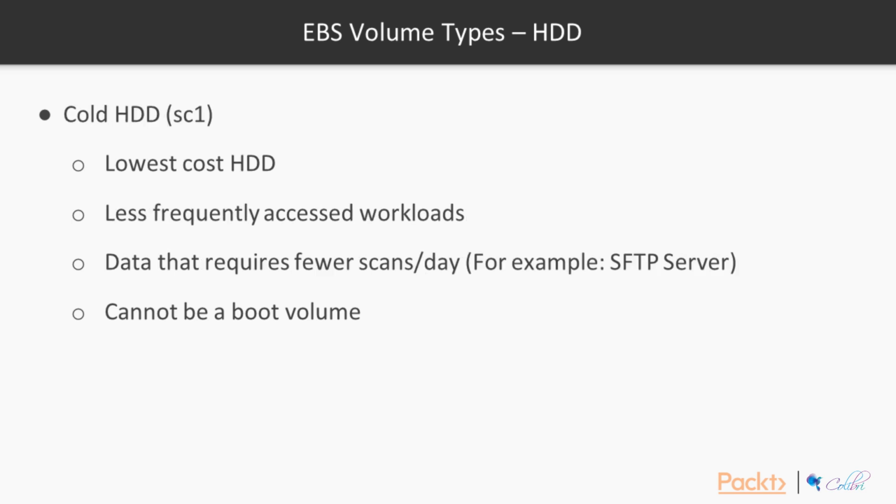Then we have Cold HDD, or SC1, which is the lowest-cost HDD, for less frequently accessed workloads. Use this for data that requires fewer scans per day, for example, something like an SFTP server, and this one cannot be a boot volume either.